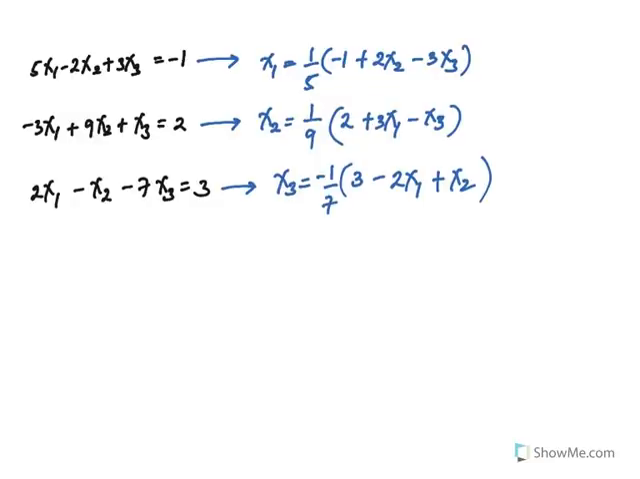So, for our initial guess, since there is no specified initial guess, we will use 0, 0, 0 as our initial values of x1, x2, and x3. So x1 initial is 0, x2 initial is also 0, and x3 initial will also be 0. And again, our stopping criterion is a relative error of less than or equal to 10%. So, let's start with the Jacobi method.